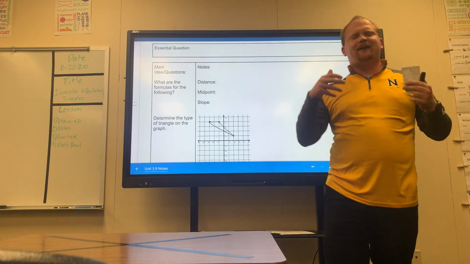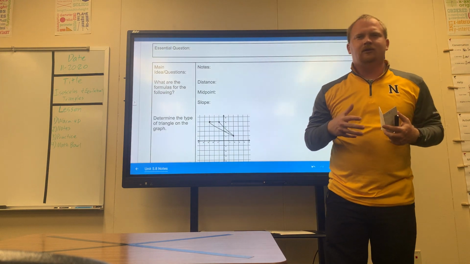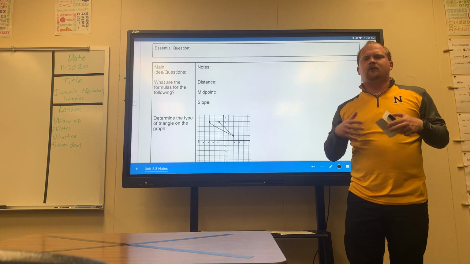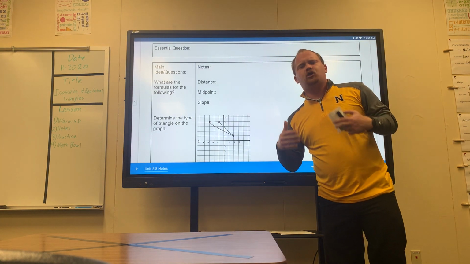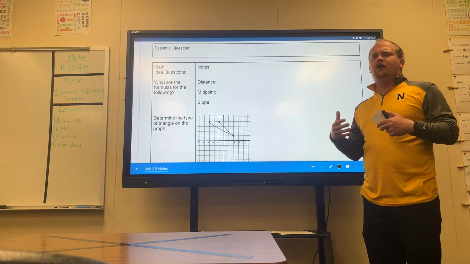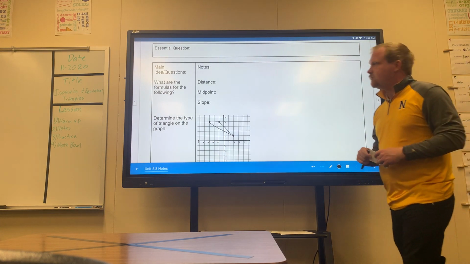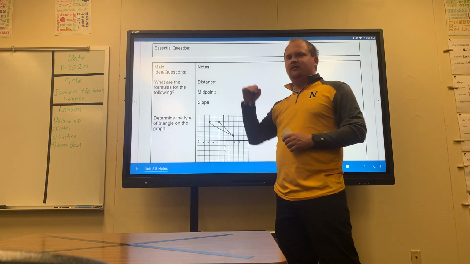Now, this time instead of actually having triangles in a regular figure or outside the grid, we're actually going to do it in a graph. And we're going to be able to determine what type of triangles they are on a graph. But there's a few things that we need to refresh our memory. We need to refresh our memory on distance formula.